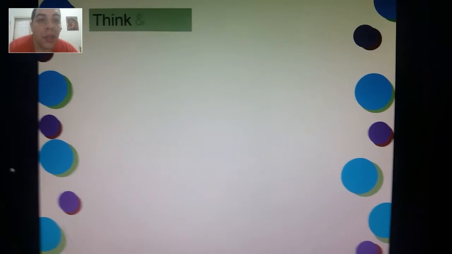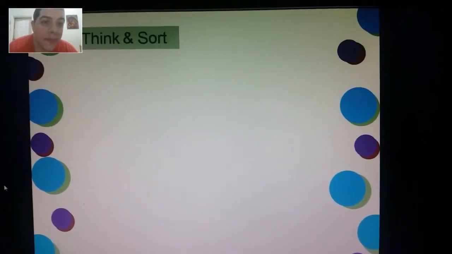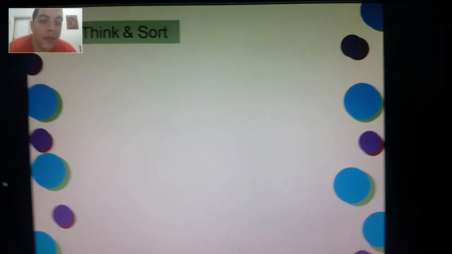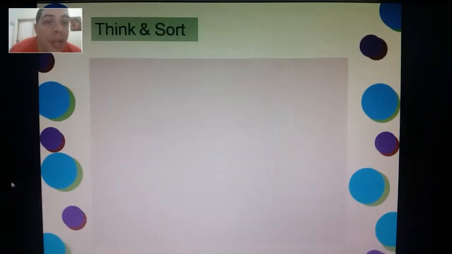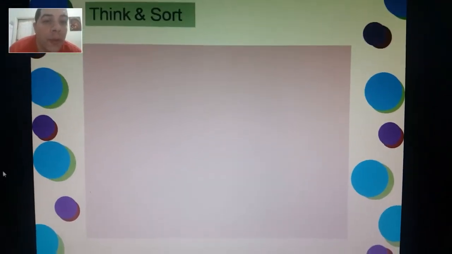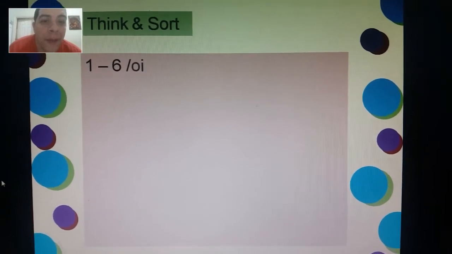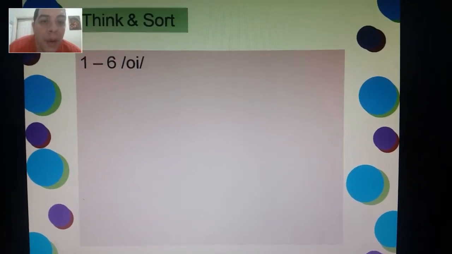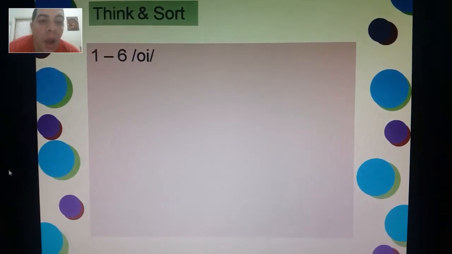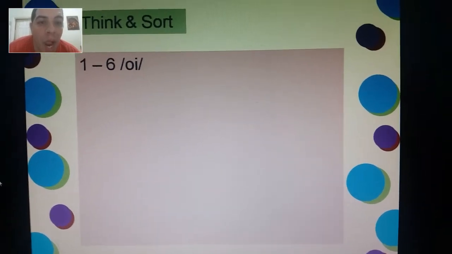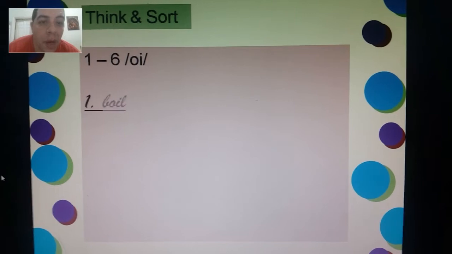Okay, with that said, let's do the part that says Think and Sort. It's this exercise. So we are told to organize the words according to a pattern. We're going to start from number 1, 2, 3, 4, 5, and 6 with the words that have the sound OI. What are those? Let's start with number 1.